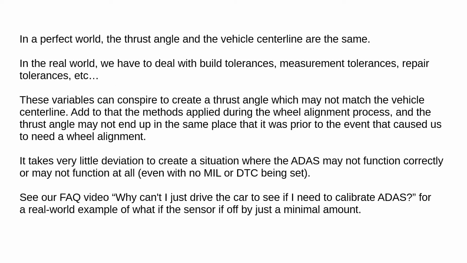In a perfect world, the thrust angle and the vehicle center line are the same. In the real world, we have to deal with various tolerances, such as when the vehicle's built, when it's repaired, when it's being measured. These variables can conspire to create a thrust angle which may not match the vehicle center line. When we add to that the methods applied during the wheel alignment process, the thrust angle may not end up in the same place that it was prior to the event that caused us to need a wheel alignment now. So it takes very little deviation to create a situation where the ADAS may not function correctly or may not function at all, even if there's no dash light or DTC set.